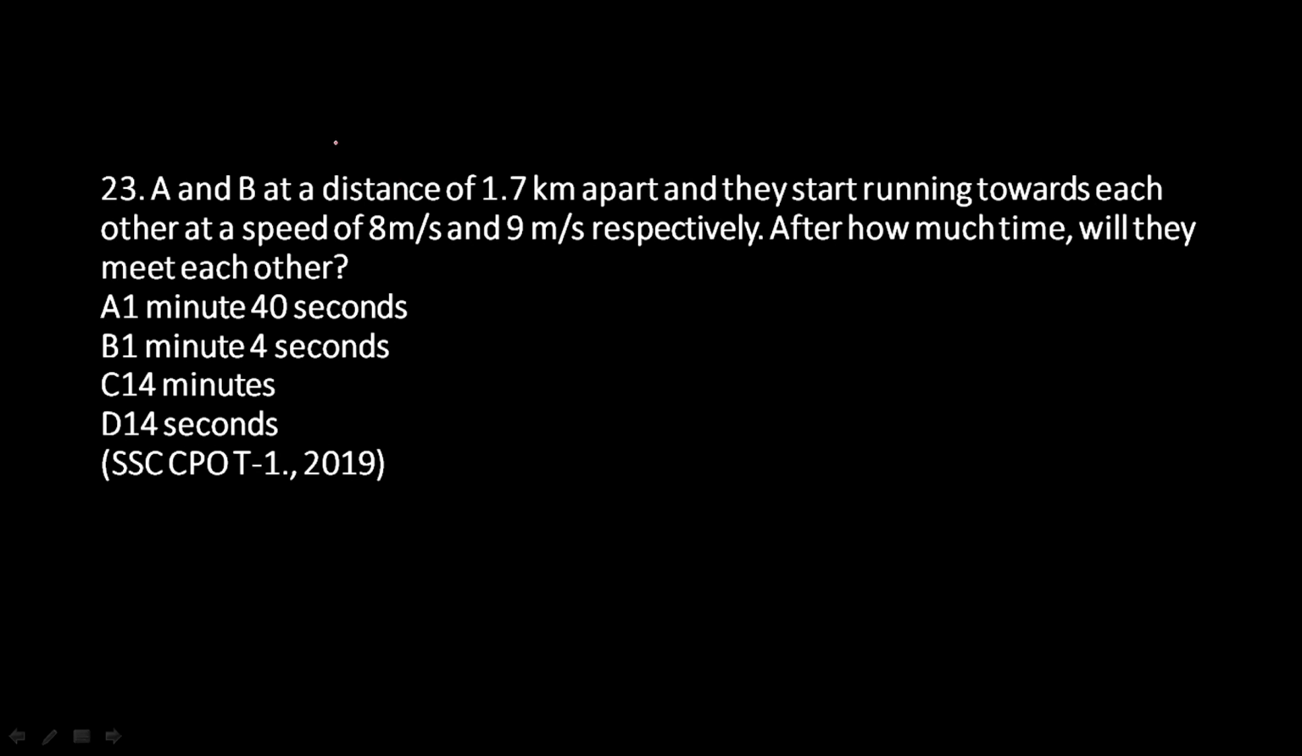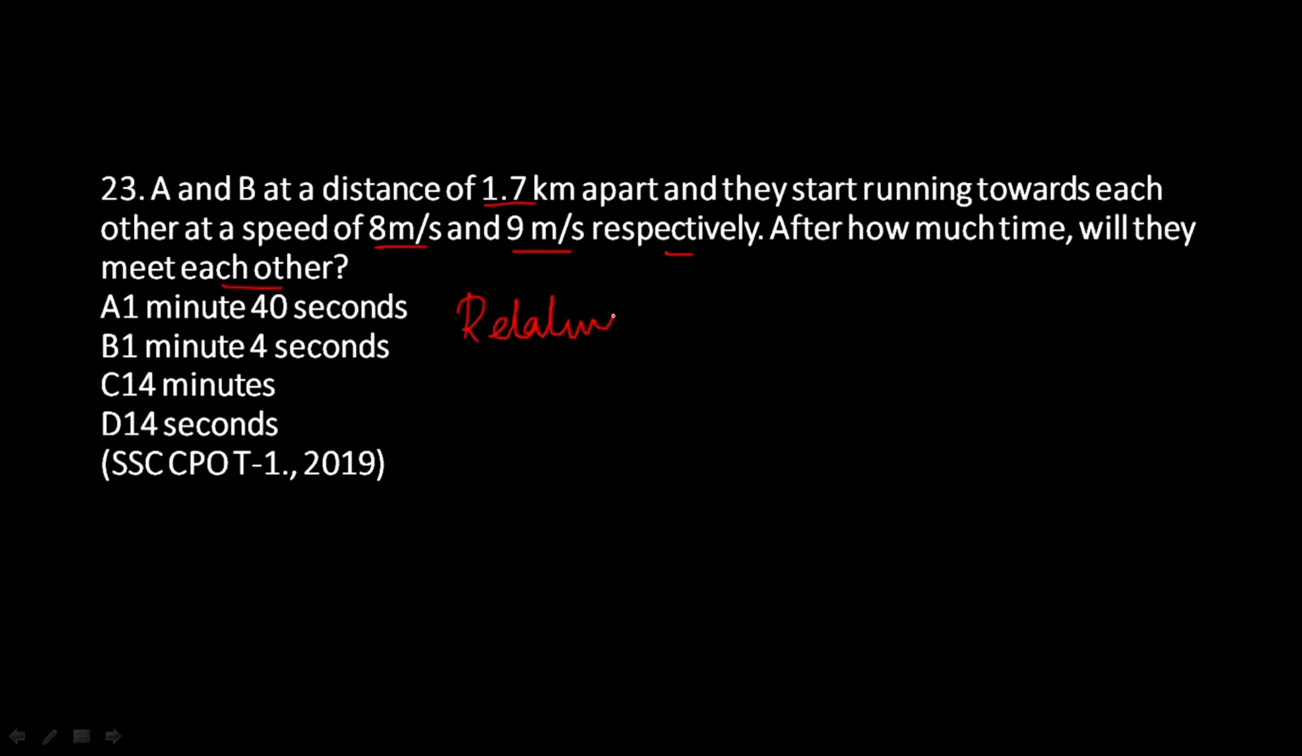Next, A and B are at a distance of 1.7 km apart, and they start running towards each other at a speed of 8 meter per second and 9 meter per second respectively. After how much time will they meet each other? So how will you solve it? It's a question of relative speed.